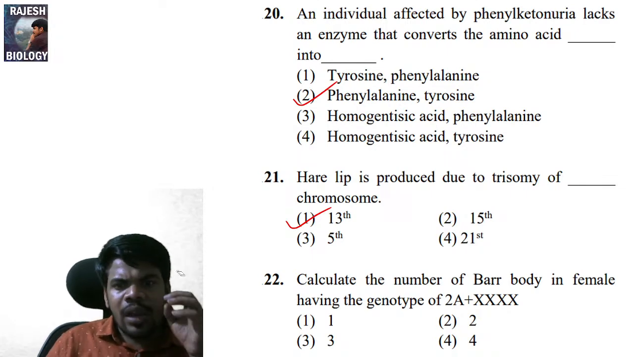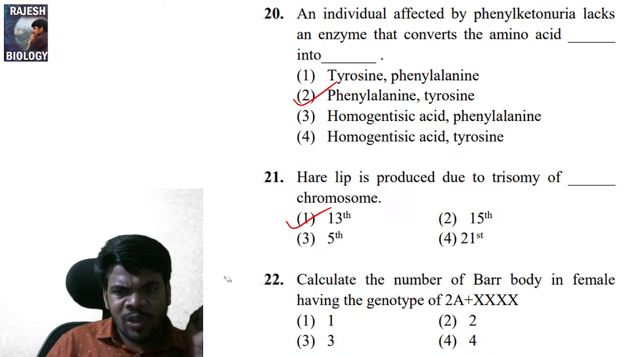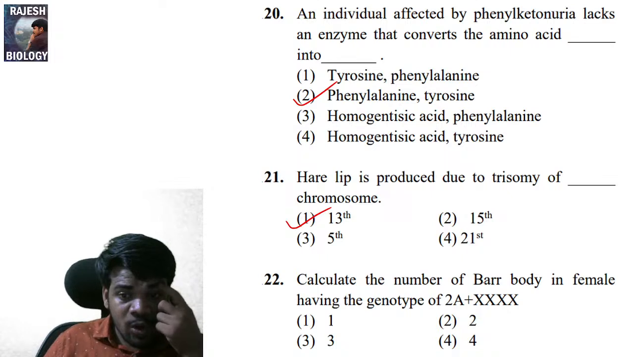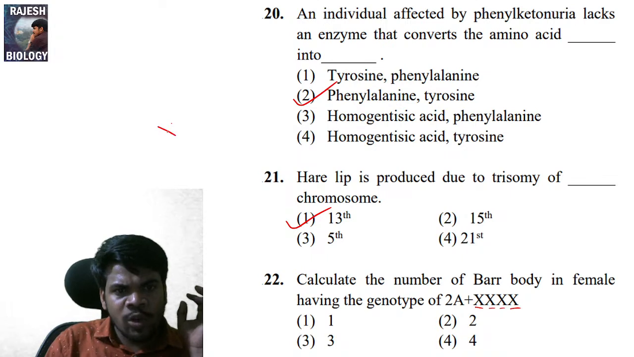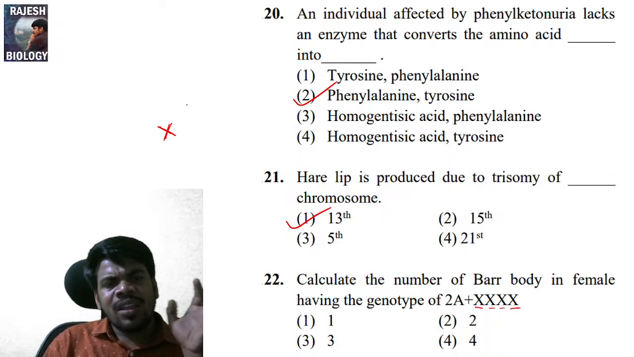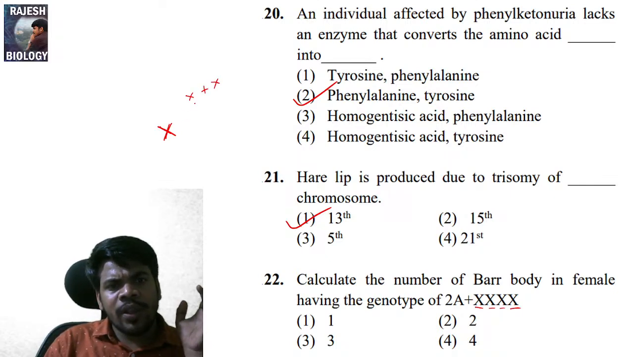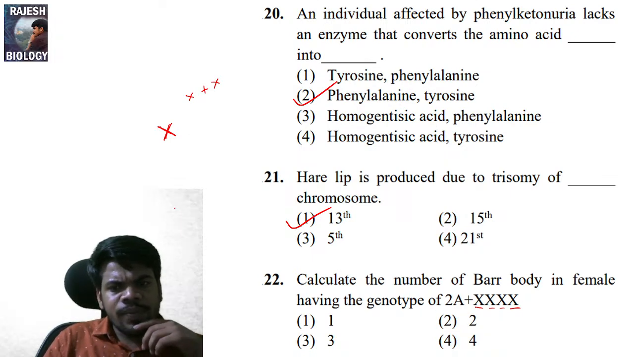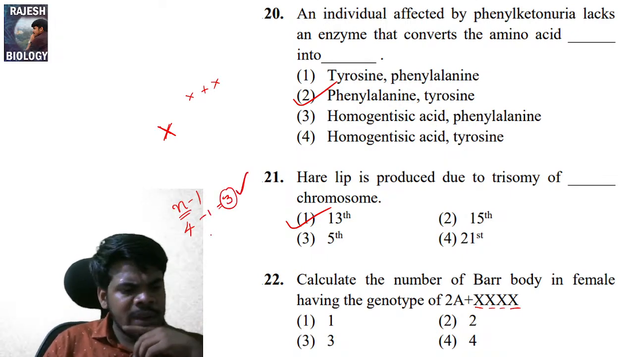22nd question. Calculate the number of bar bodies in a female having the genotype 22 autosomes and the given sex chromosomes. How many X chromosomes are there? 1, 2, 3, 4. In every female, only one X chromosome is functional. The more than one, how many are there? Every extra X chromosome is converted into a bar body. So we have to leave that one. So the formula is N minus 1, where N means the number of X chromosomes. Number of X chromosomes 4 minus 1 is equal to 3. It is the number of bar bodies.